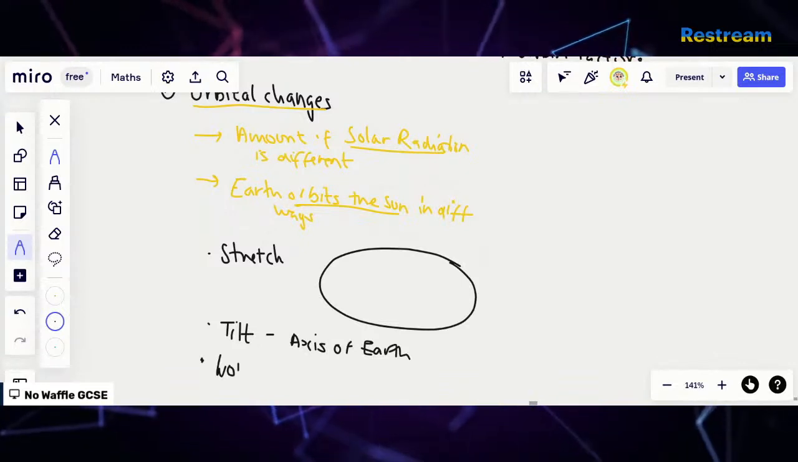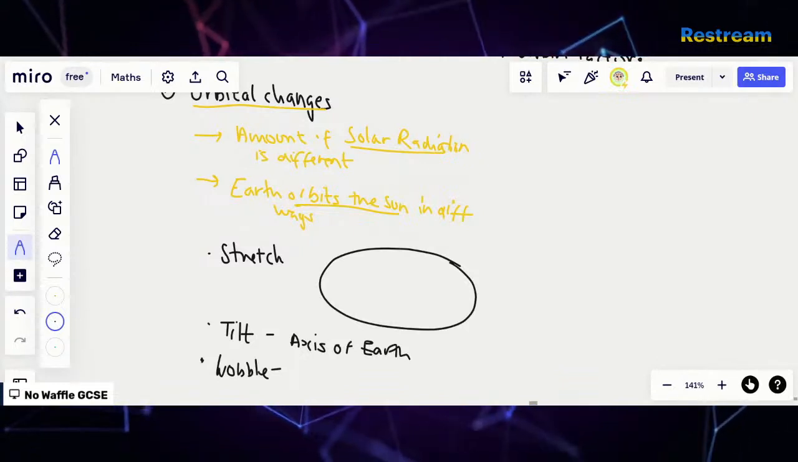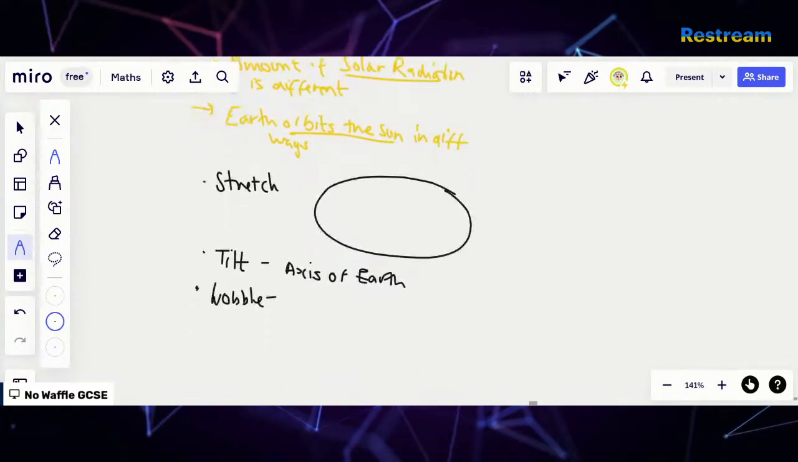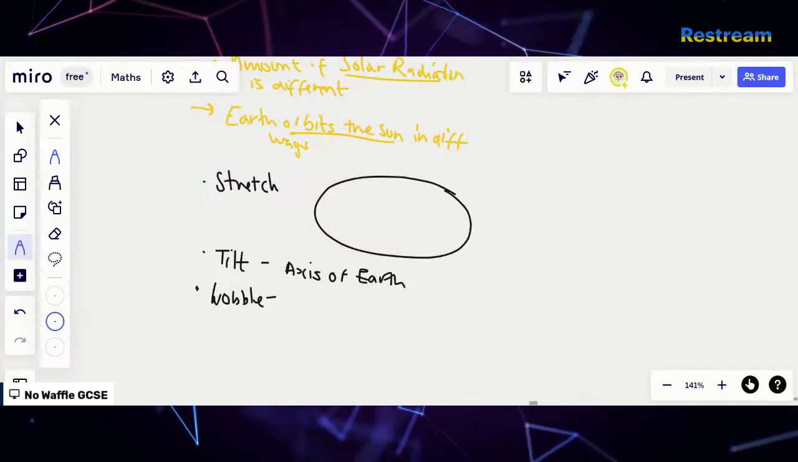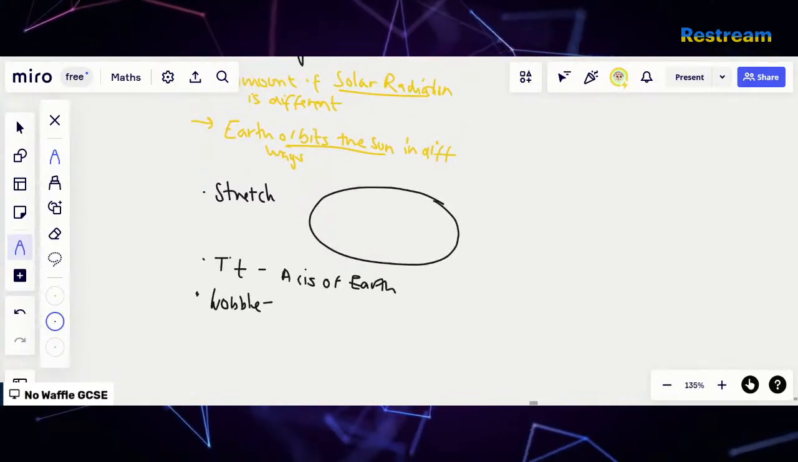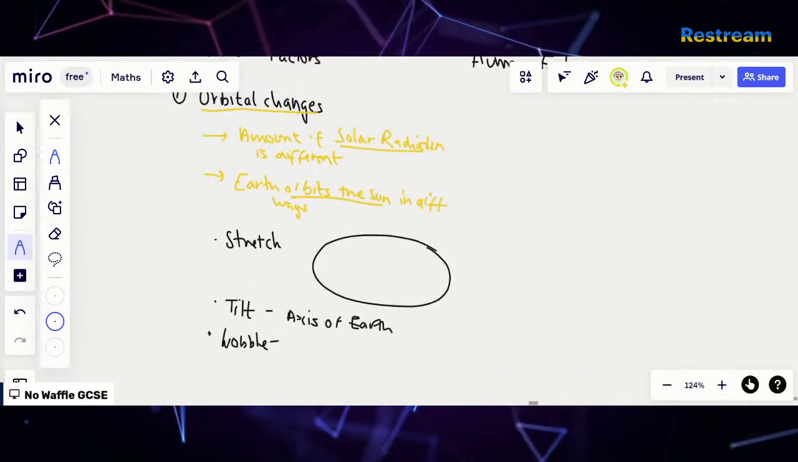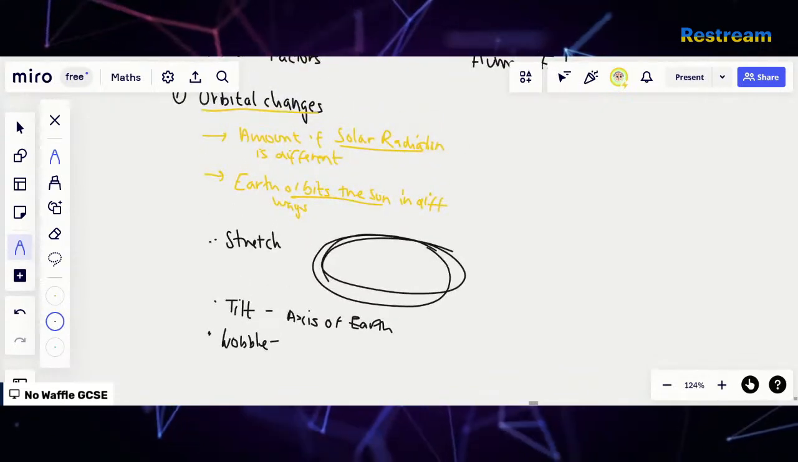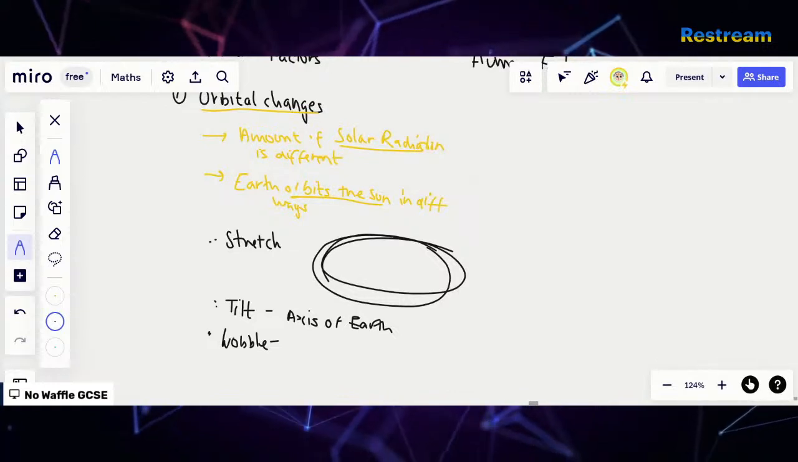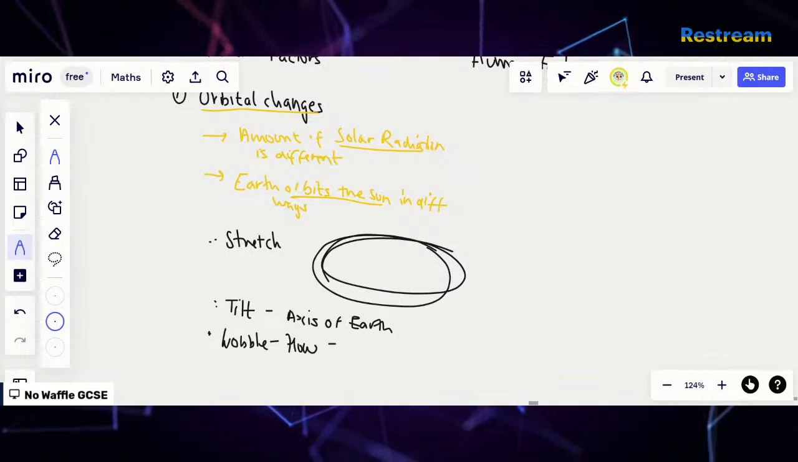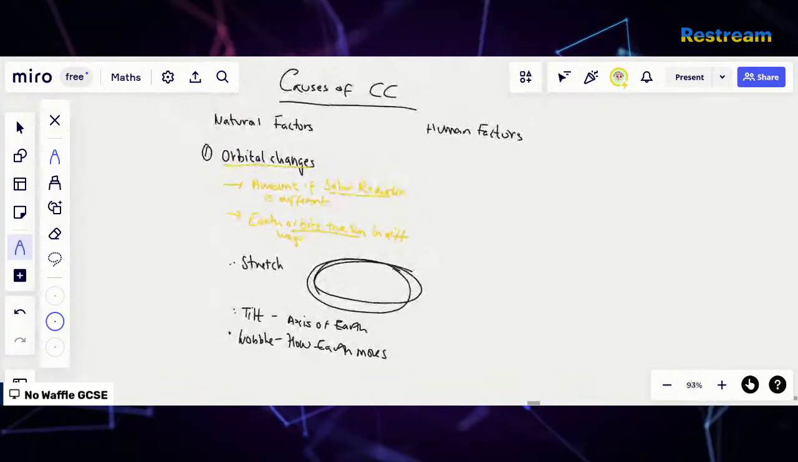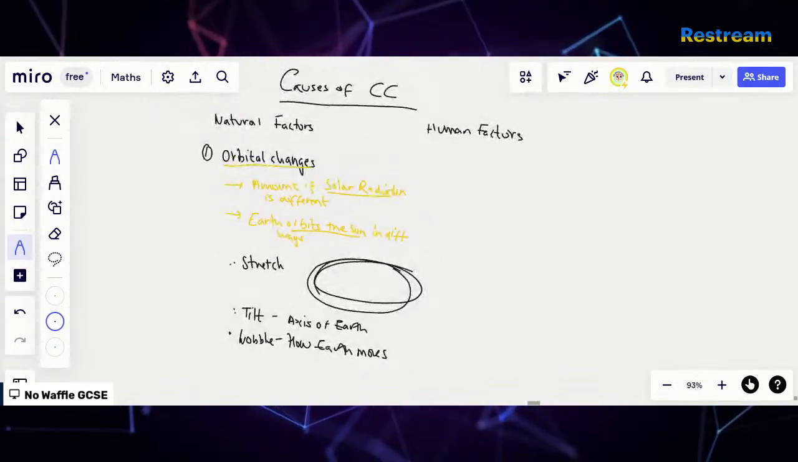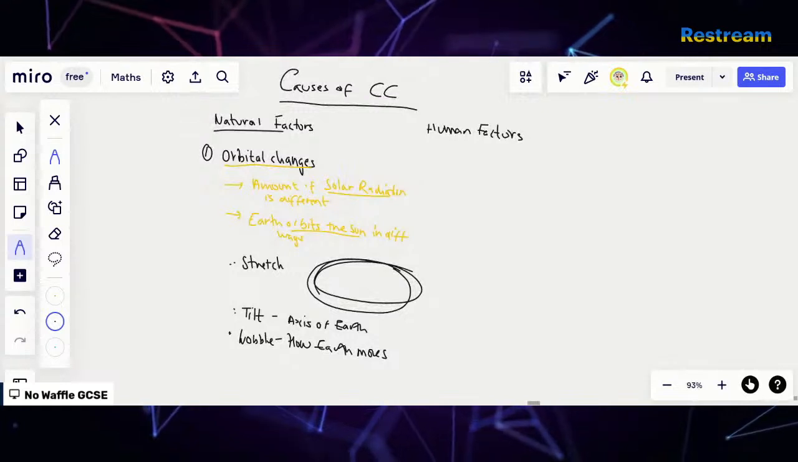And finally, the wobble. So the wobble is the fact that the Earth wobbles as it moves around. It doesn't just move around at a perfect rate, it moves and wobbles. So as it moves like a spinning top, this can also create changes into the amount of energy that the Earth receives. So because of the stretch, which is the Earth's oval orbit, the tilt, which is the axis of the Earth, and the wobble, which is how the Earth moves, we then receive variations in the amount of solar radiation we receive, and therefore we receive variation in our climate.